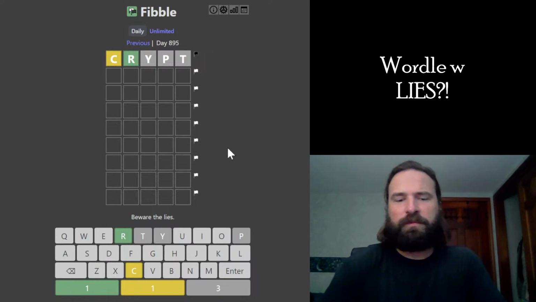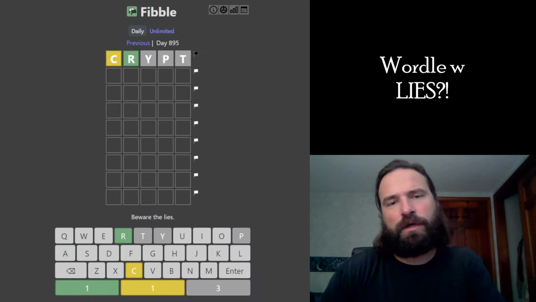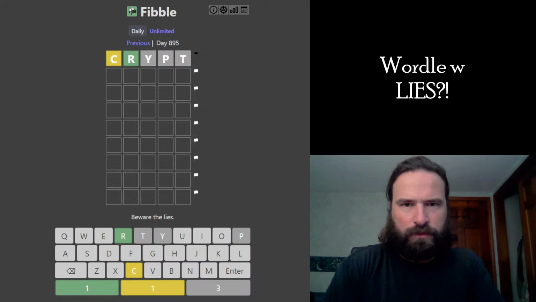Let's smash a Fibble. Fibble's a Wordle game that lies to you once a line. So one of these tiles in this first guess is the wrong color. I like to get 5 unique characters in right off the bat. What could I do to get 5 unique characters in there? Let me go "shown."